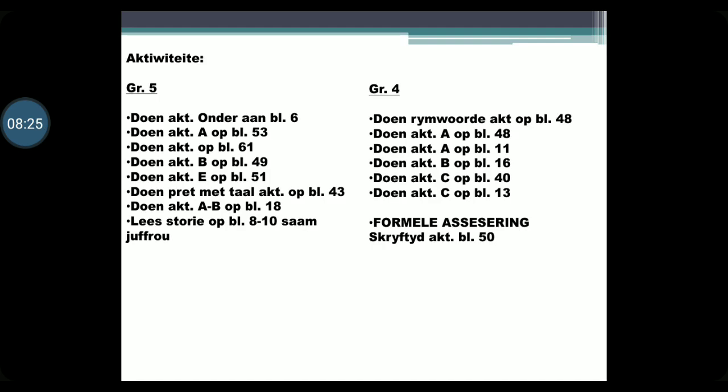So that is all that we have to do today. So here are the activities that you have to do. You have quite a bit of activities. We are, however, going to read a story together. If you join me online, we will be reading that. If you don't, then you can read it at home.